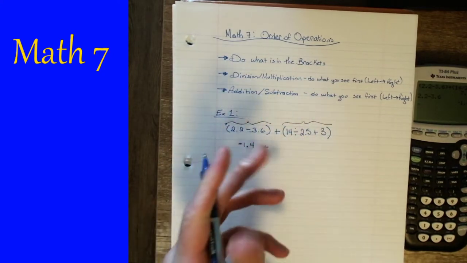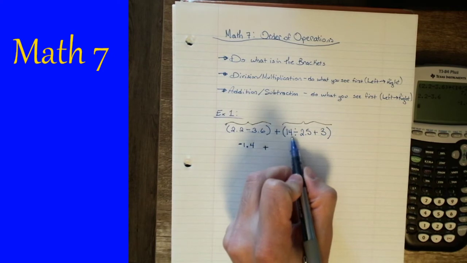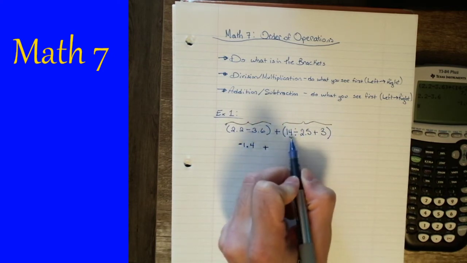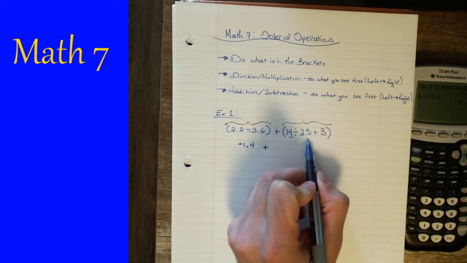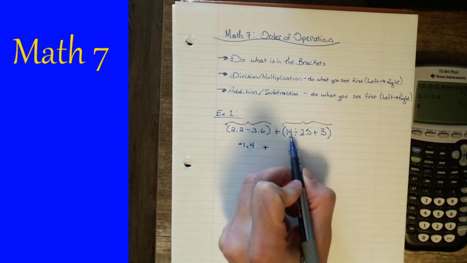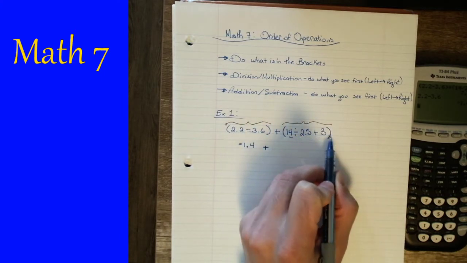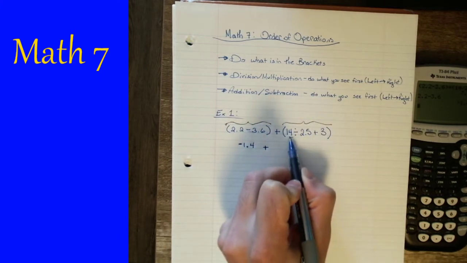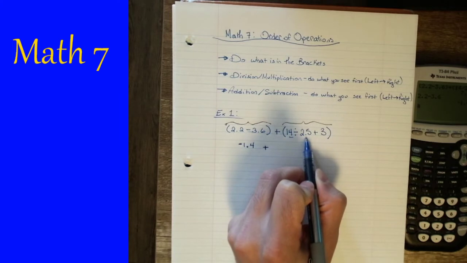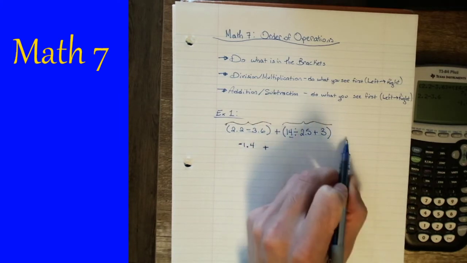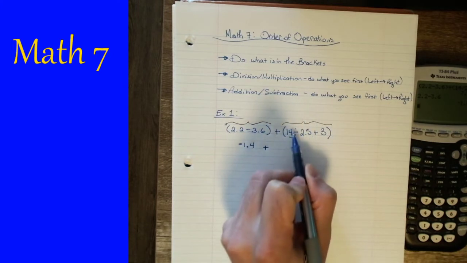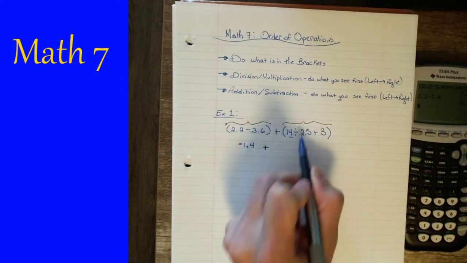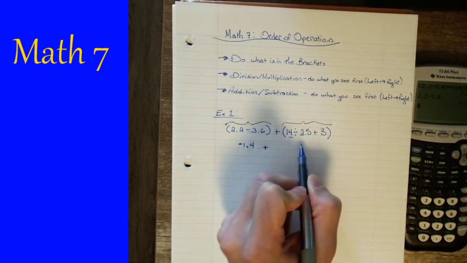I'm going to do this in a couple steps. I have to know what this expression inside of these brackets evaluates to, but I also now have to actually look at 14 divided by 2.5 plus 3. Well, do I do 14 divided by 2.5 and then add 3, or do I do 2.5 add 3 and then take 14 and divide it by whatever that is? Because those are really the two different options you have here.